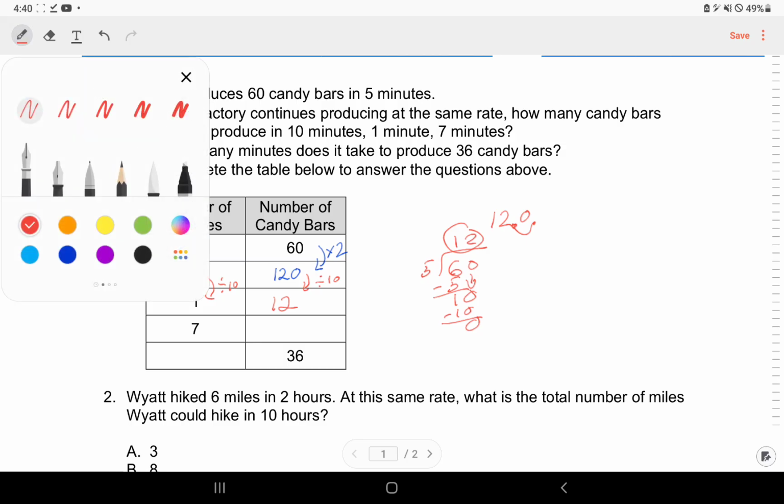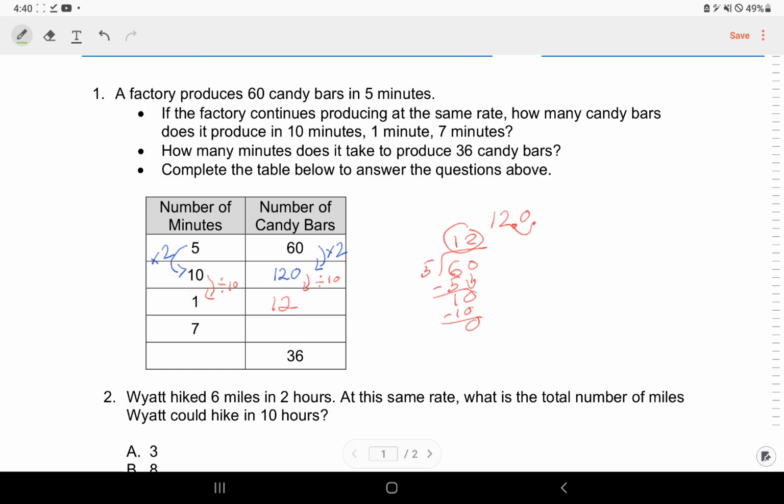Well, from here, to get from 1 to 7, we multiply by 6. So we multiply by 6. Well, 12 times 6. 6 times 2 is 12, carry 1. 6 plus 1 is 7, and so it's 72.